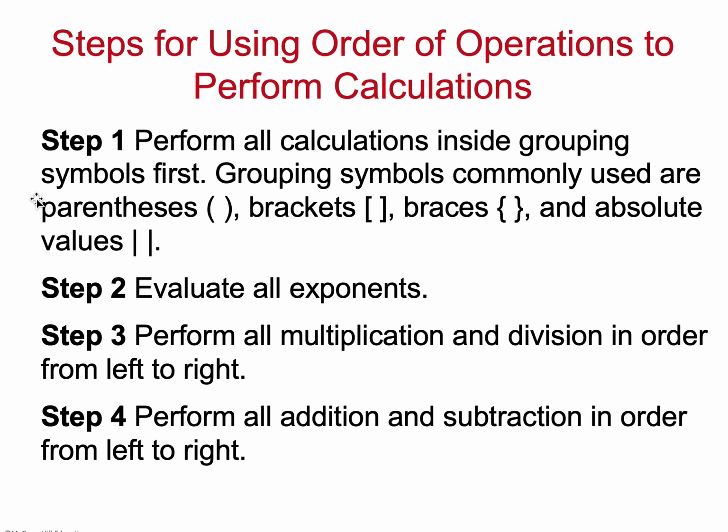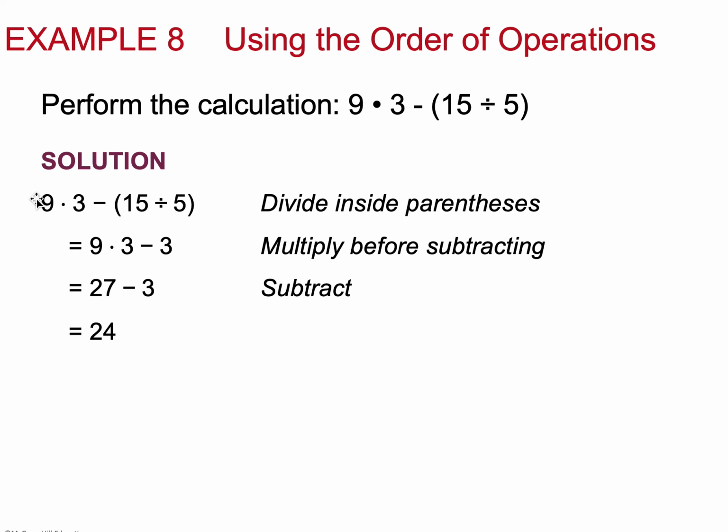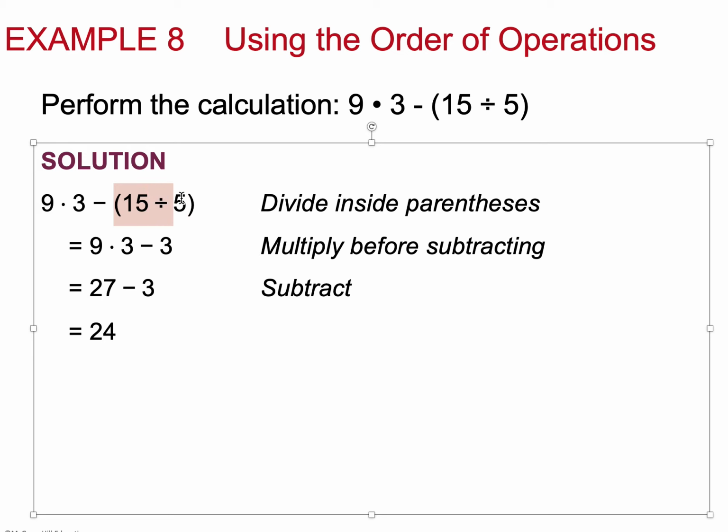So we use PEMDAS to remember this. So parentheses, exponents, multiplication, division, addition, and subtraction. What people fail to realize is multiplication and division happen simultaneously from the left to the right. They're not two separate steps. And then addition and subtraction happen simultaneously from the left to the right. So this isn't a 6-step situation, it's 4 steps. So if I'm looking at this example, 9 times 3 minus (15 divided by 5), there is a parenthesis. So I need to first do the parentheses.